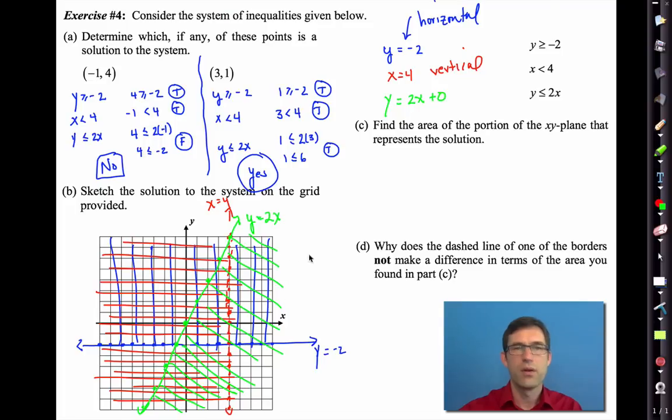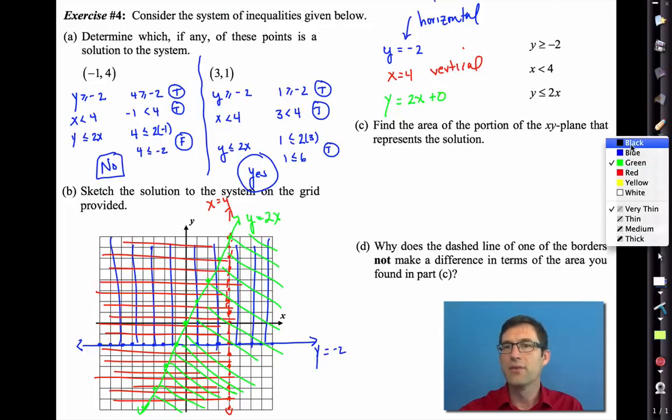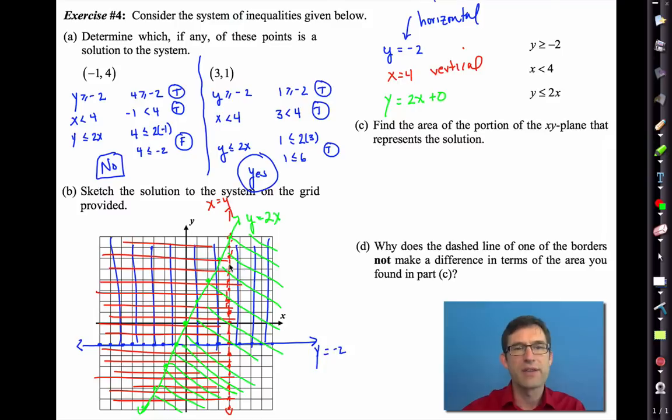Ooh. So where in the world is my solution set? Let me outline it in black, right? It's wherever the shading crosses each other, all of them together. All in here, over to here, and down to here. Everything in here is the solution set.